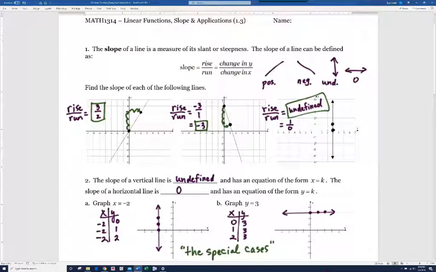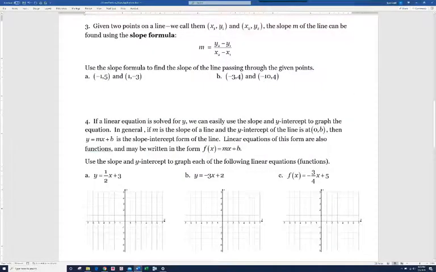Oh, I did want to mention, these are what we call the special cases. I don't know if you're like me. My mom always said I was a special case. These are special cases when it comes to lines. All right, let's move on to the next one.